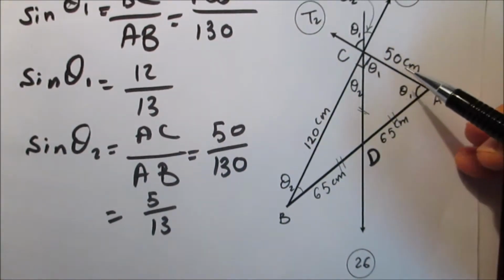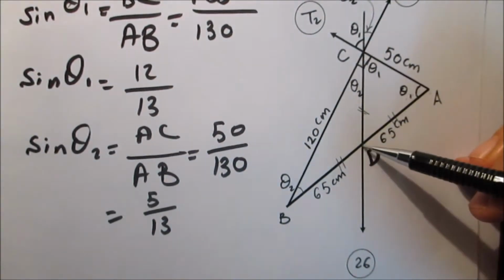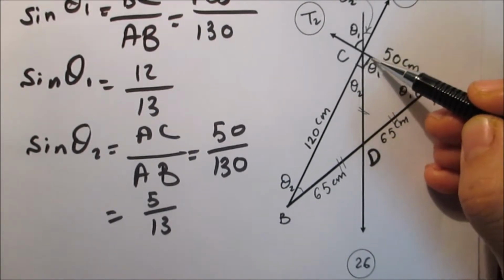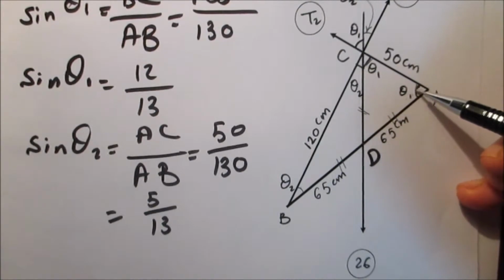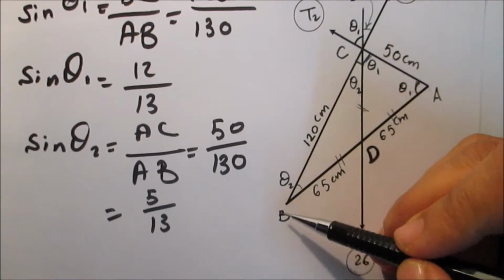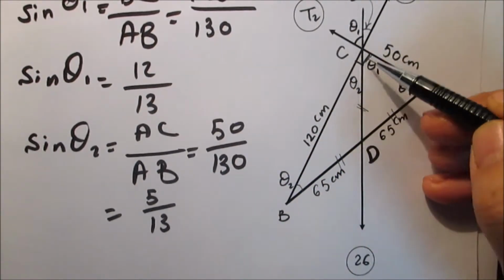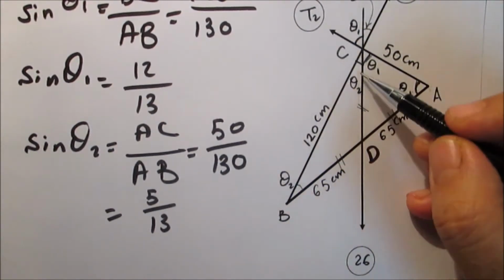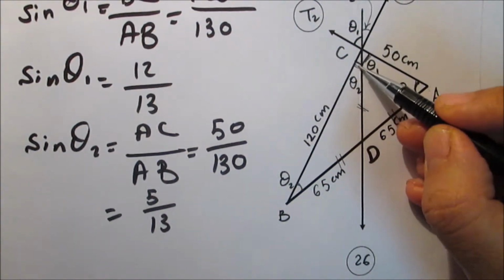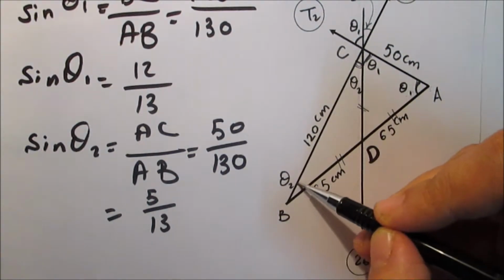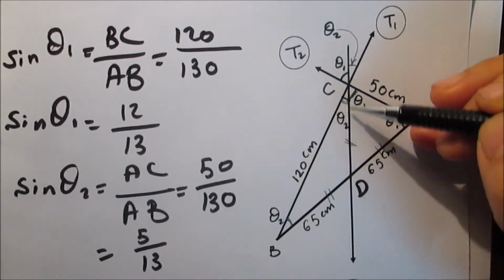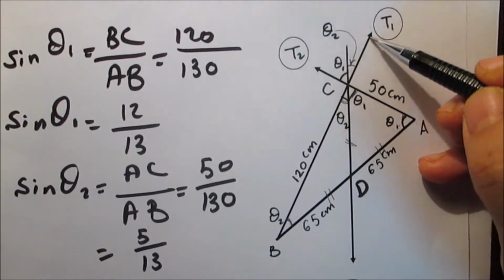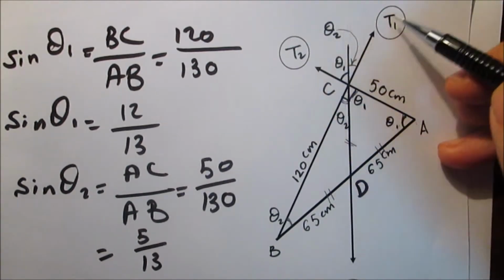So here we have two isosceles triangles. Triangle CDA is an isosceles triangle, so this angle equals this one, which is also theta 1. Similarly, triangle BDC is an isosceles triangle because DC equals DB, so we have two equal angles. This angle equals angle B, or theta 2. Now extend the line of action of the vertical weight to pass through the meeting point of the tensions in the two strings, T1 and T2.